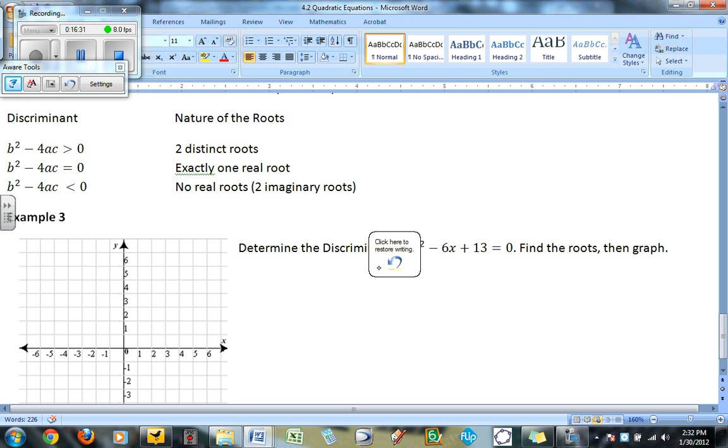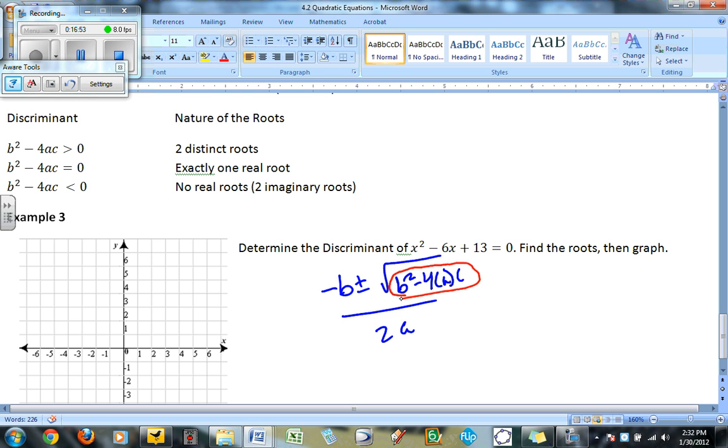Last thing to talk about, however, is called the discriminant, and this makes a lot of sense. If we're using the quadratic formula, and you know the quadratic formula is negative b plus or minus a square root of b squared minus 4 times a times c, all over 2a, the discriminant is what's inside of the square root. And we all know that we cannot take a square root of a negative number. If you do that in your calculator, you're going to get an error. It's called an imaginary number.